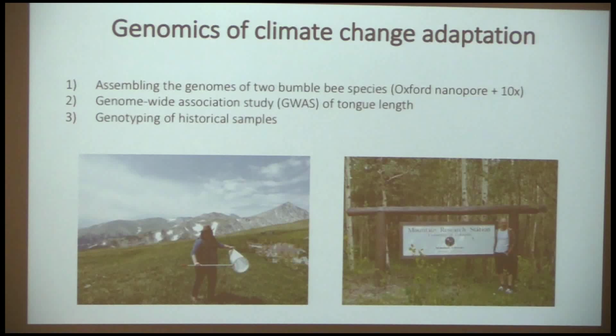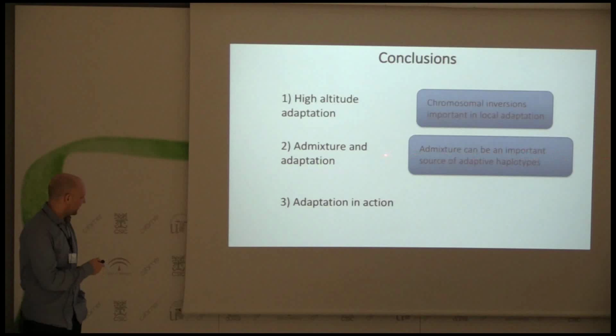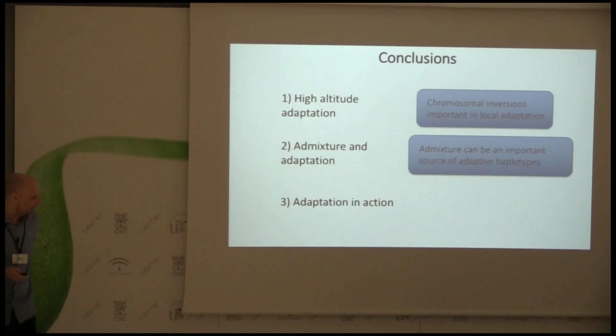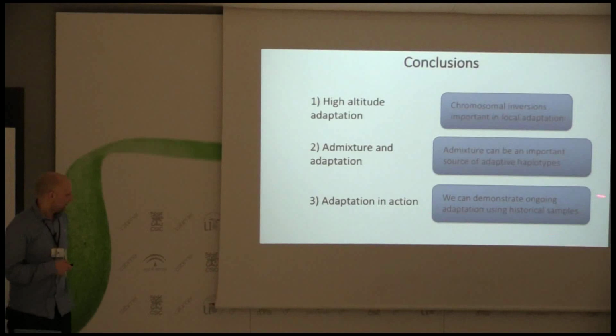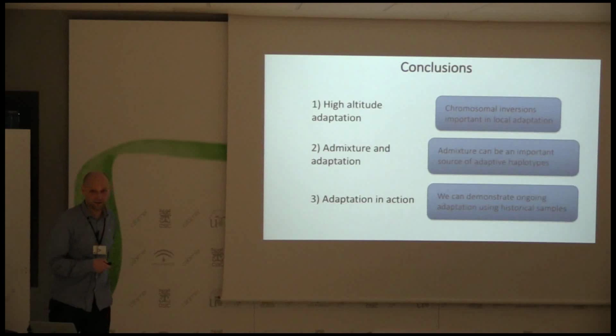Okay, so that was pretty much everything. I think I managed to squeeze everything in. So just quick conclusions. We found chromosome inversions that are important in local adaptation in mountain honeybees. We believe that admixture can be an important source of adaptive haplotypes, and this seems to be something that's occurred in Africanized bees. And then it's now possible using sequencing to actually demonstrate the effect of adaptation in the genome using historical samples, and that's something that we're trying to do more in future as well.